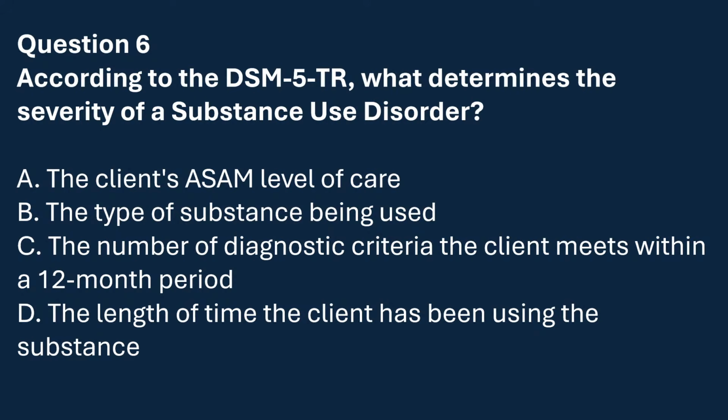Question 6. According to the DSM-5, what determines the severity of a substance use disorder? A, the client's ASAM level of care. B, the type of substance being used. C, the number of diagnostic criteria the client meets within a 12-month period. Or D, the length of time the client has been using the substance. What determines the severity of a substance use disorder?